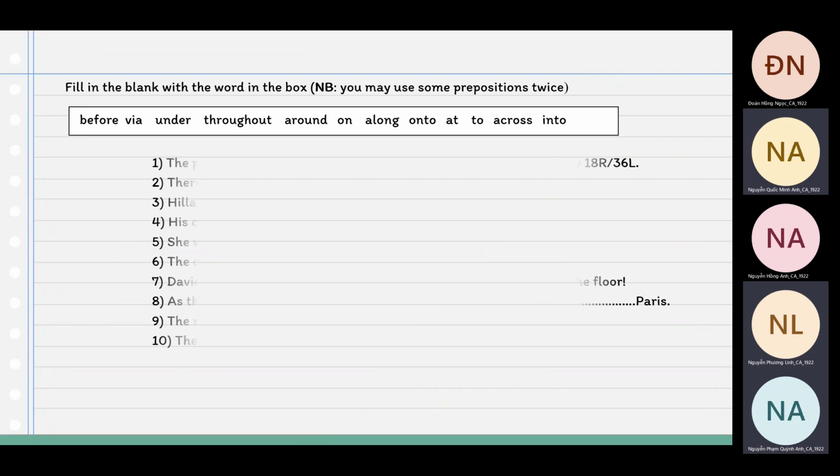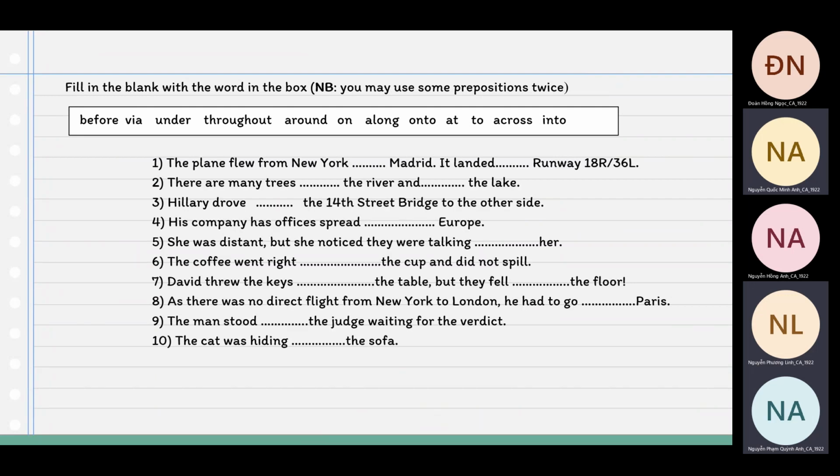And here is the answer key for the exercises on prepositions so that you can check whether you are right or wrong.